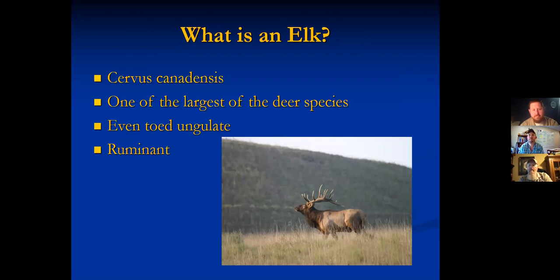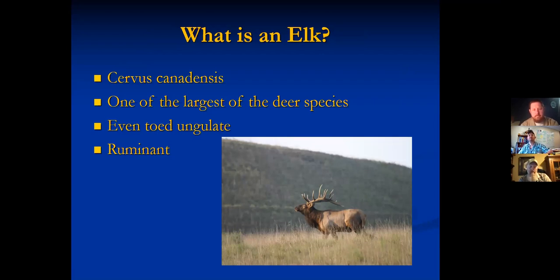The scientific name of an elk is Cervus canadensis. There is some speculation or discussion whether there are separate subspecies of elk or if there were separate subspecies of elk. It kind of just depends on who you talk to, but they're most closely related to red deer. They're more over in Europe, but they are their own separate species from red deer. They are one of the largest of the deer species.